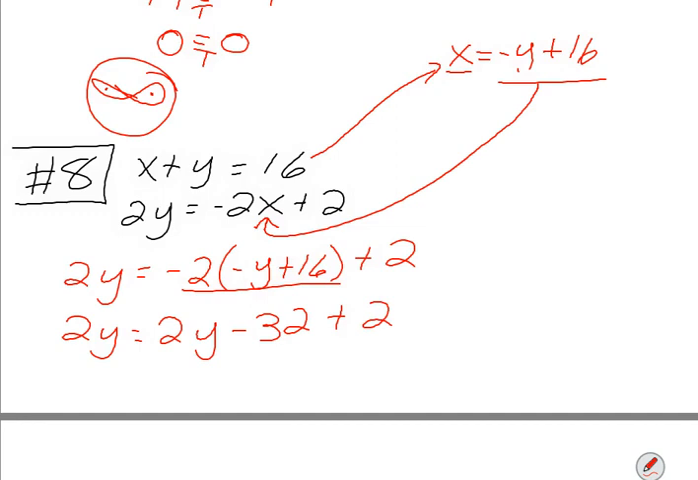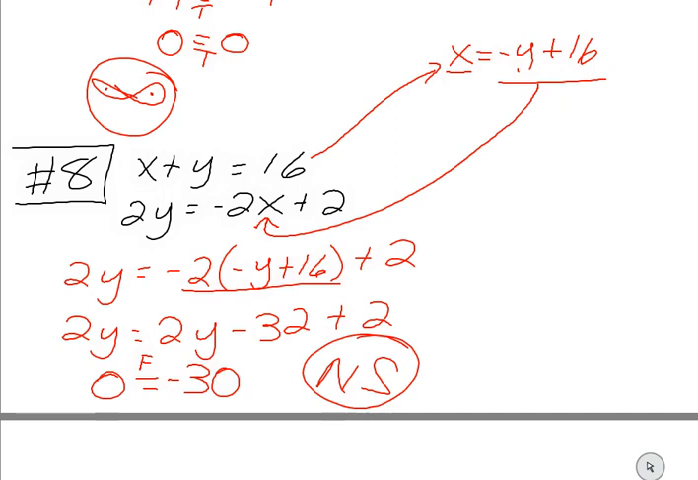Subtract the 2y from both sides, and I'm going to get 0 equals negative 32 plus 2 is a negative 30. This is false. This is not true. Because it is false, we have no solution for our answer. I apologize for the earlier mistake. It's too difficult to go back and edit that out, so you'll survive. Go on to the next problem when you are ready.